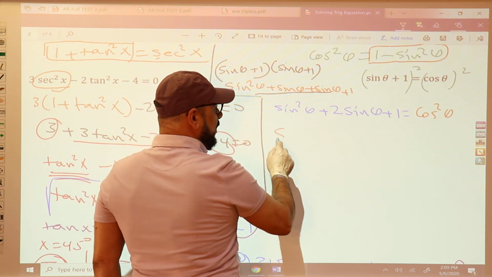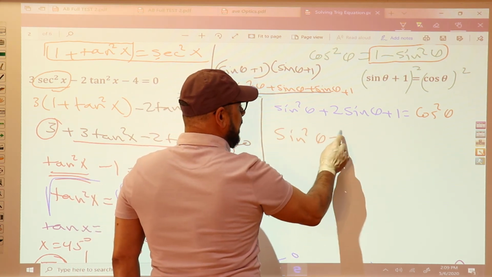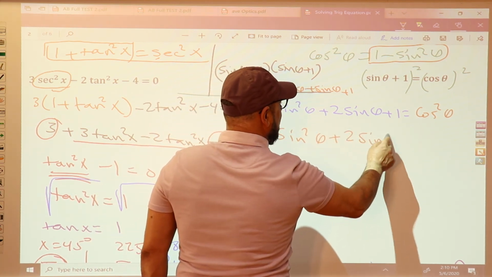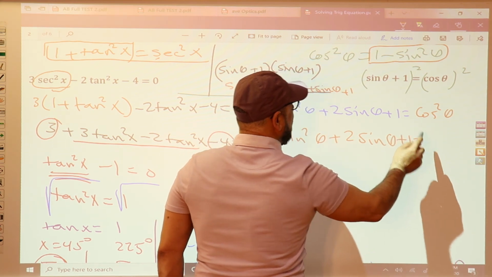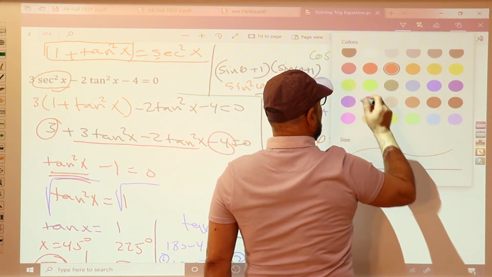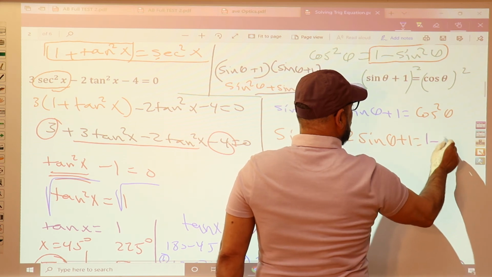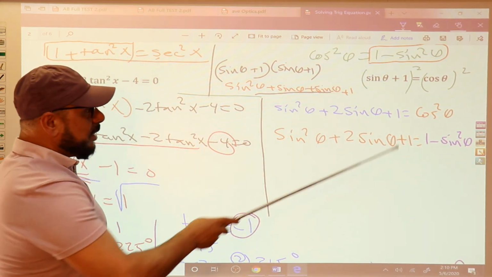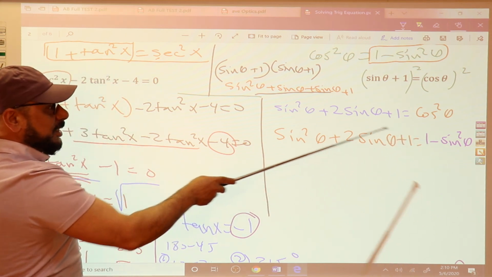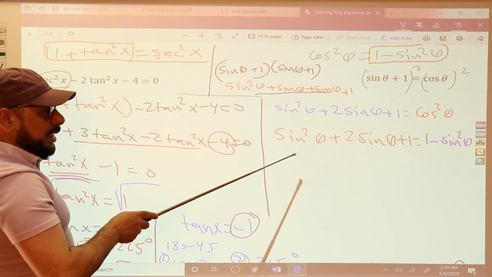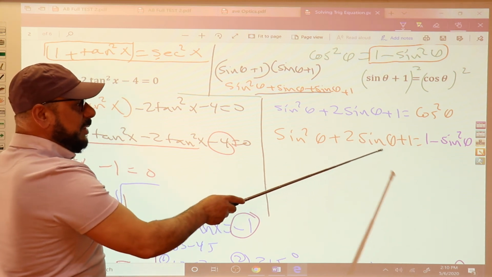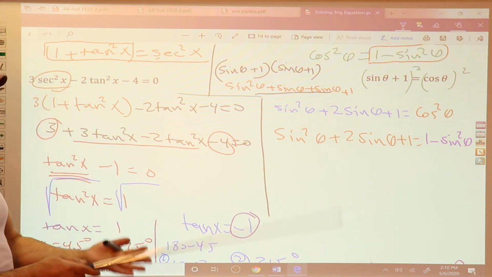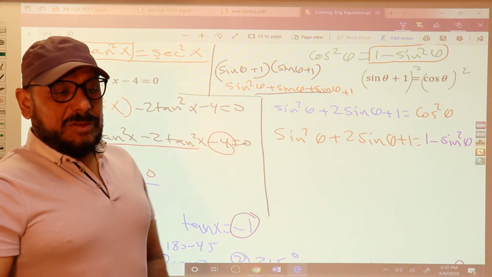Then I'm going to leave you here, and I promise I will finish this problem next time, but try to finish it by yourself. Now what you're going to do is move this plus sine square theta to this side, and minus 1 to this side, and you solve it, and you're done with this problem.